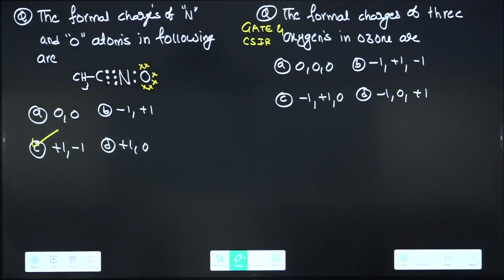Ozone. In ozone, what are the formal charges of 3 oxygens? Ozone has how many oxygens? 3. O3. Any charge on ozone? O3 minus 1, O3 minus 2 or minus 3? No charge. 0. O3 is 0. So if O3 has overall 0, do the 3 oxygens really have 0 charges each? 0, 0, 0.